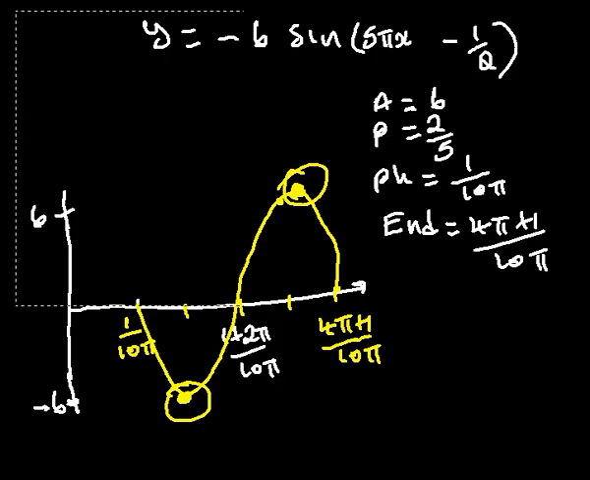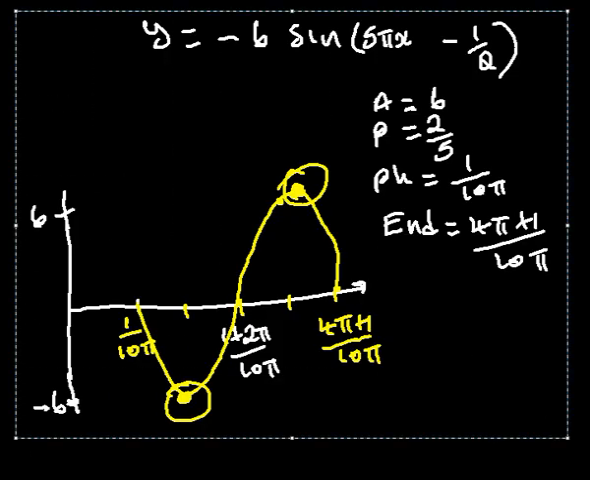So how about, let's say we have a case like this. Let's say we have a function y is equal to negative 2 sine of pi x, plus pi. So how do you think we should go over this?